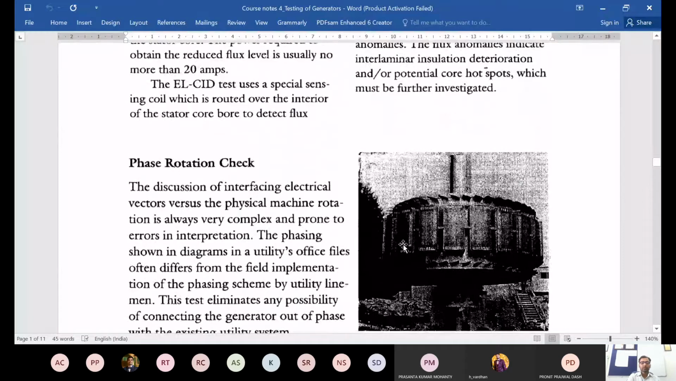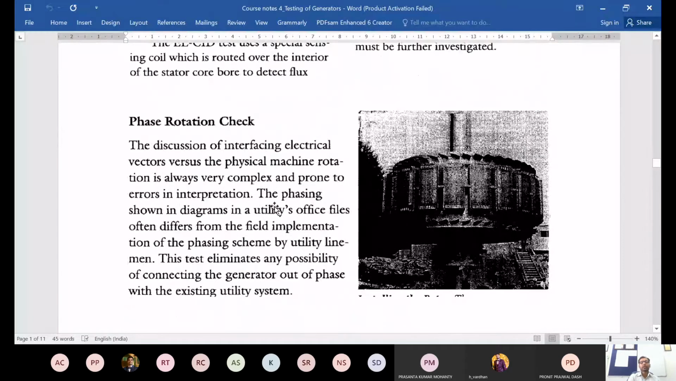So let's move ahead then. The next test is known as the phase rotation check.